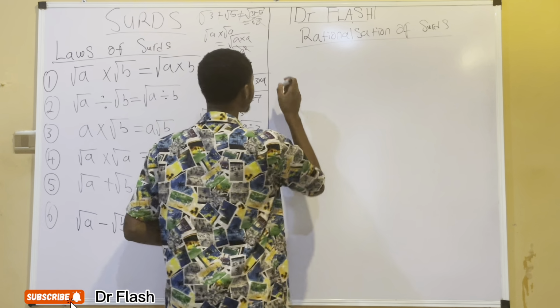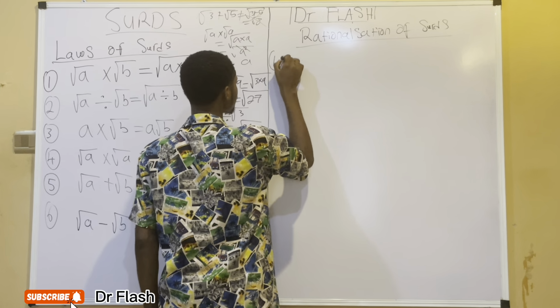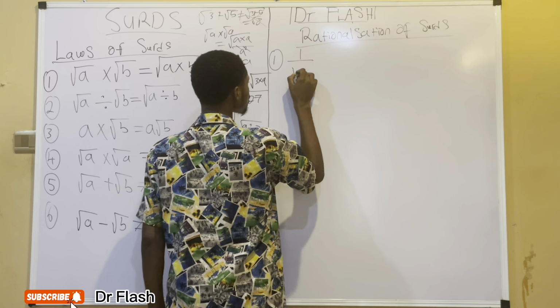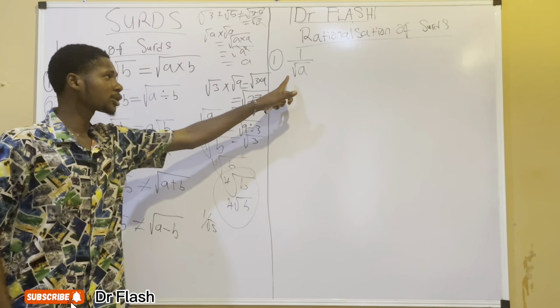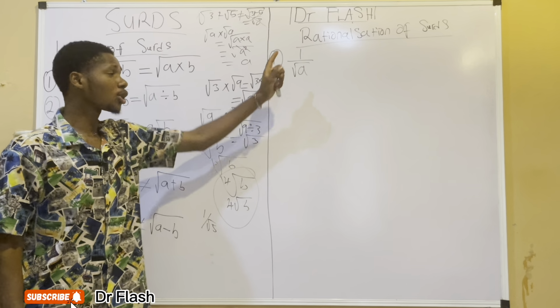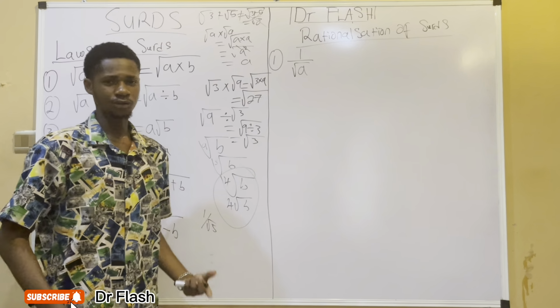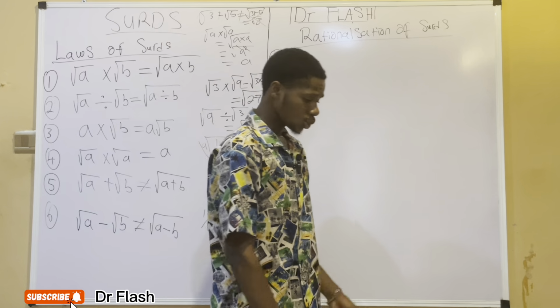So let's say we're having, for example, 1 over the square root of a number, let's say a. Now take note, we cannot leave the surd in the denominator. If it was on top, no problem, but since it is under, we have to remove it. We don't just want it to be at the bottom.